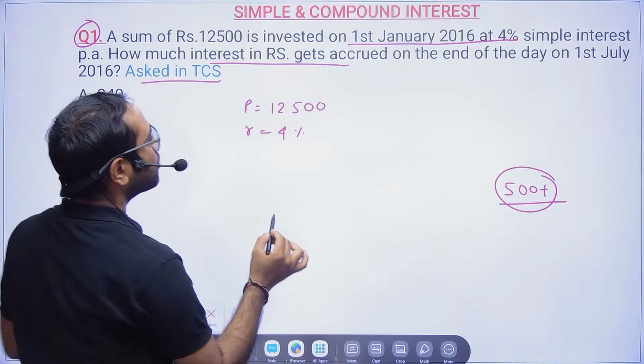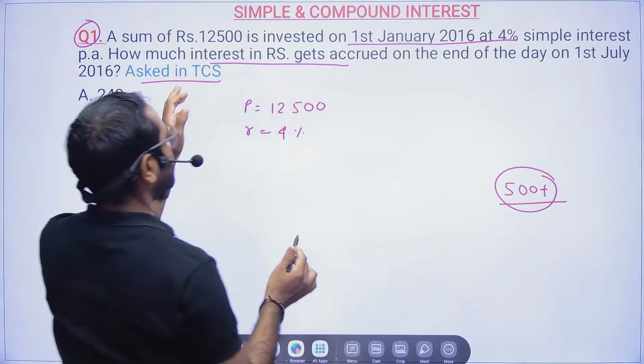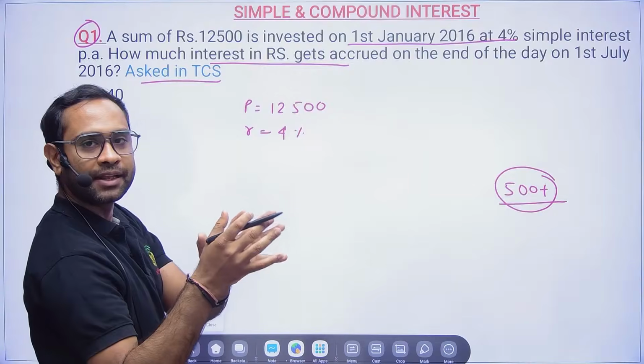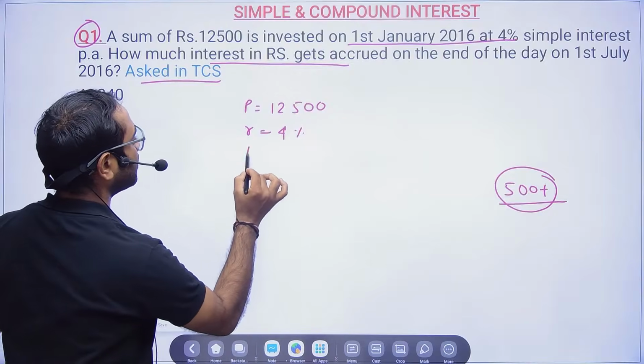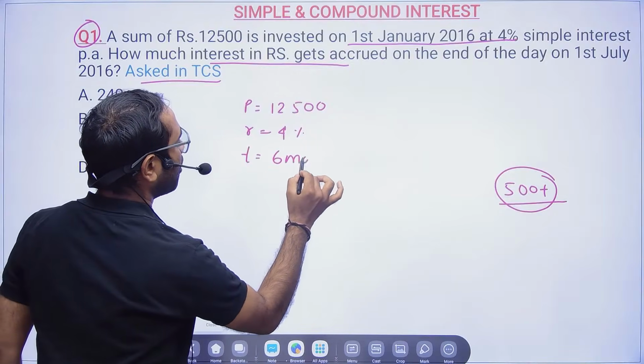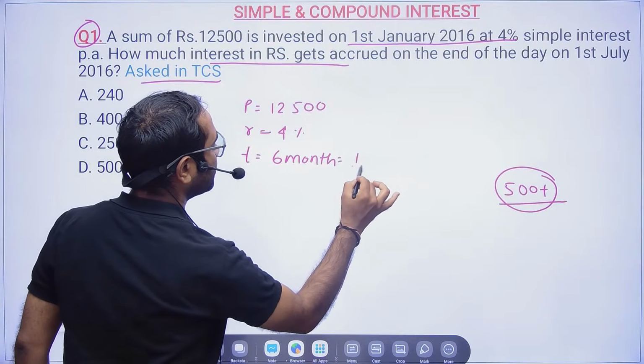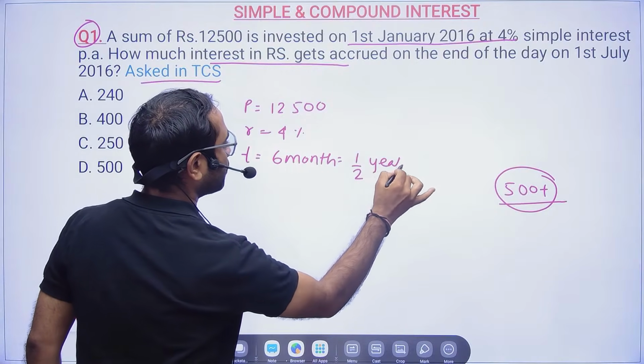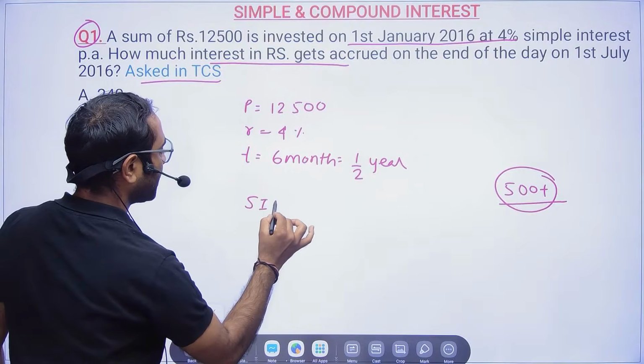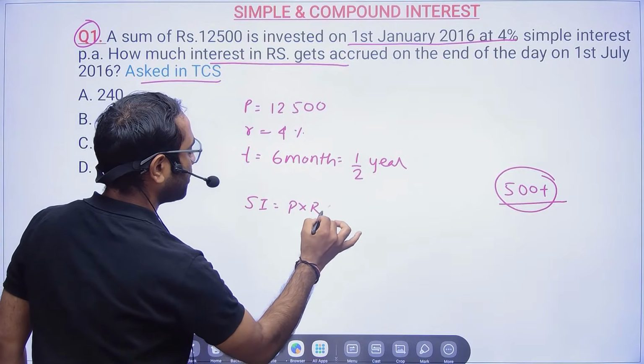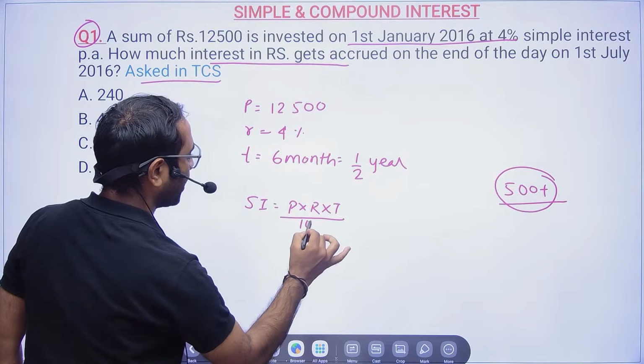So basically, what is the time? So 1st January until June, so total is 6 months. So your time will be 6 months, or in terms of year if you write, it will be half year. So your simple interest will be equal to PRT by 100, right? This is a formula which we know. Every time no need to write the formula.